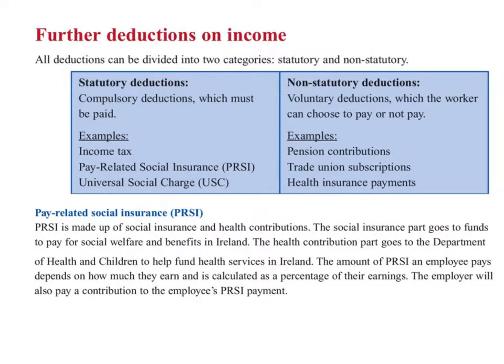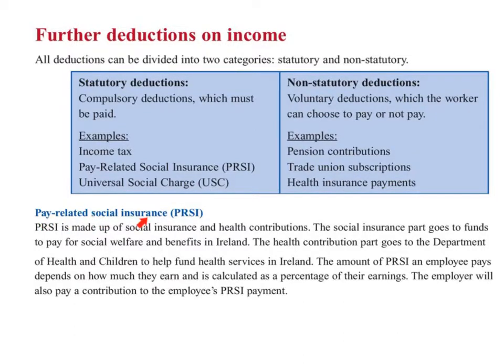Some examples are income tax, pay-related social insurance, which is shortened to PRSI, and universal social charge, which is shortened to USC. And non-statutory deductions are voluntary deductions which the worker can choose to pay or not pay. Some examples are pension contributions, trade union subscriptions, health insurance payments.